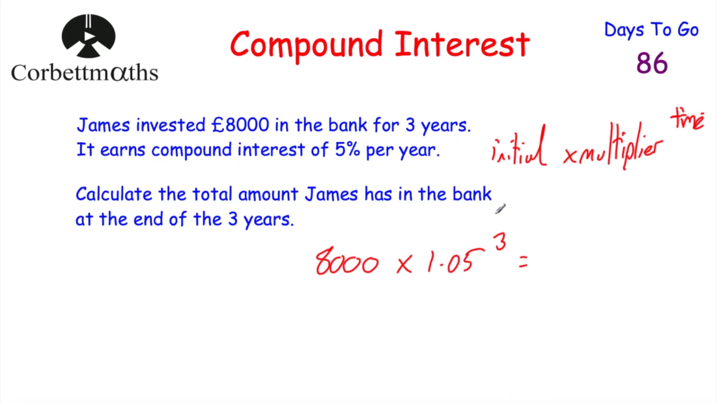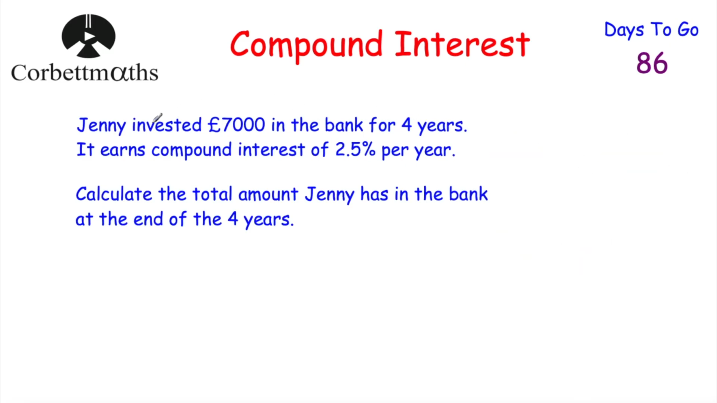And if we type that into our calculator and we do 8,000 multiplied by 1.05 cubed, that's equal to £9,261. So the answer is £9,261, and that's it. So this formula for compound interest just makes our questions a lot quicker and easier, and it's quite a straightforward formula. So let's have a look at a question now for you to try. So this one's for you to try now.